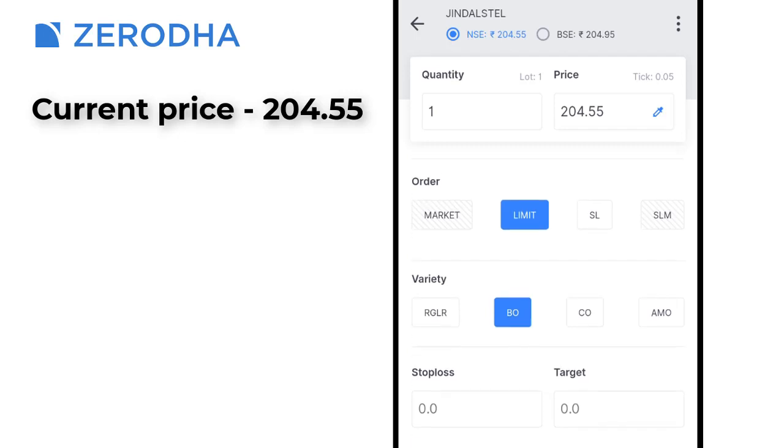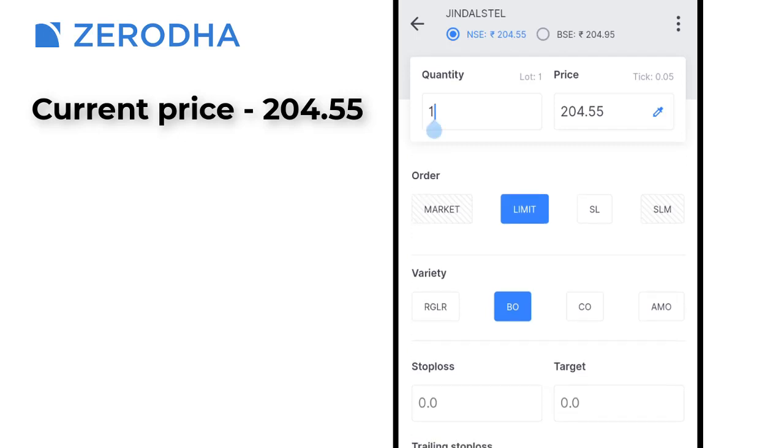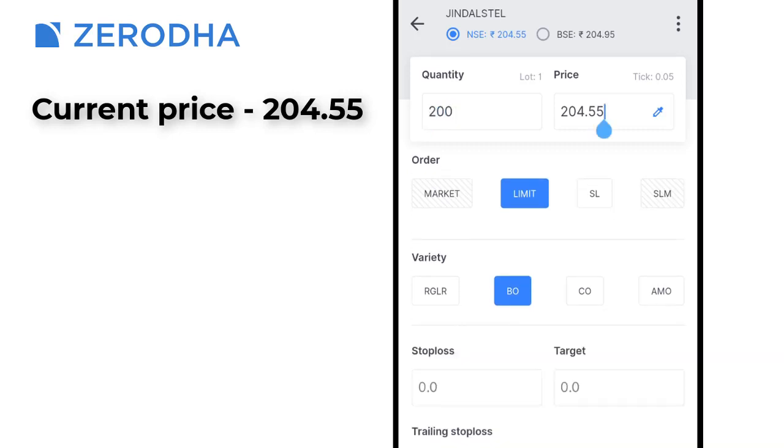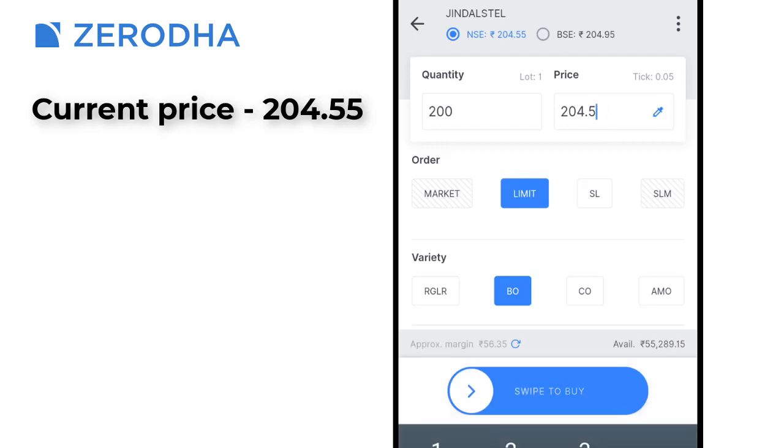So now we are in limit order, right? Here, the first thing you need to enter is a quantity, for example 200 quantity. For a limit order, you enter the price at which you want to enter this trade. For example, now the current price is 204.55. If you are going to place a buy order, then you have to place it below the current price, because we are in the limit order. A limit order to buy the stock is always below the current price. For example, I will keep this at 203, right?